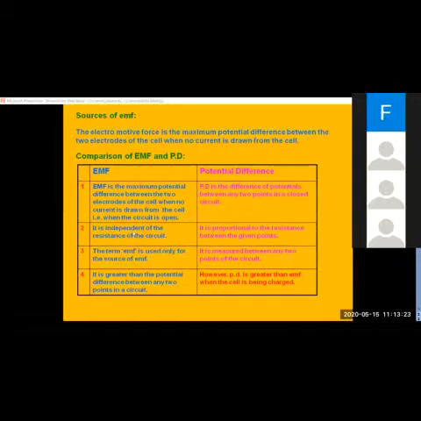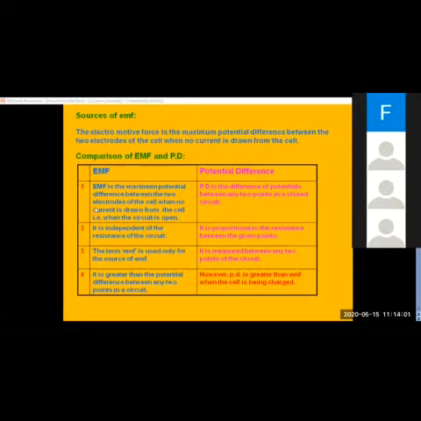Second one, it is independent of resistance. Here it is proportional to your resistance. Third, EMF is used only for the source, whereas potential difference is measured between any 2 points. Here only for source we can do only 1 point, whereas here you can do it for 2 points. The last difference, EMF is lesser than the potential difference between any 2 points in the circuit. It's the opposite: potential difference should be greater than the EMF. Learn this up very quickly.